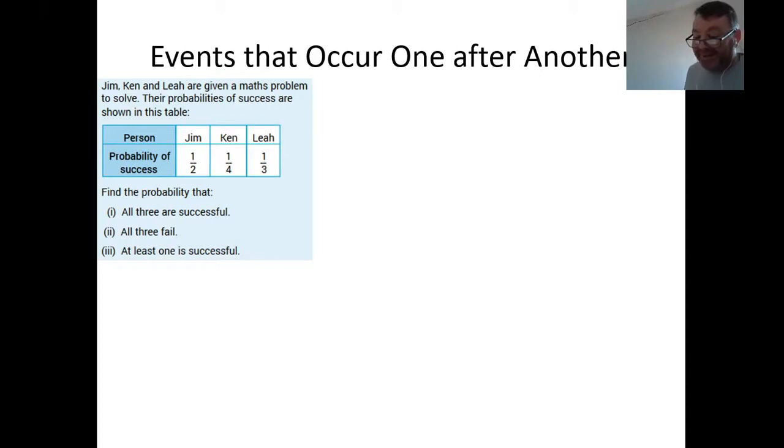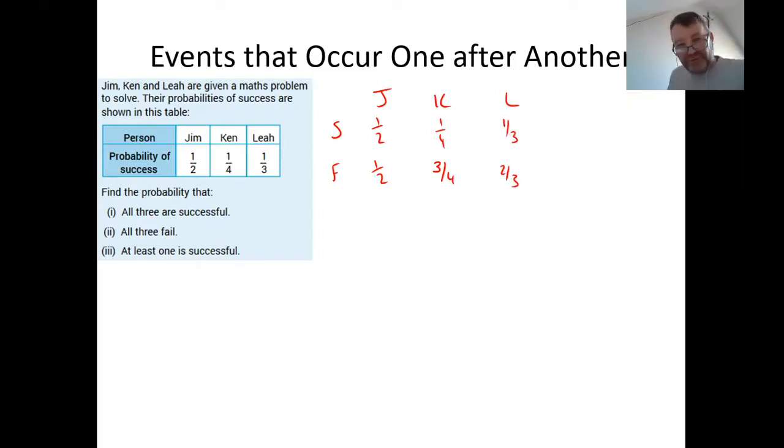Jim, Ken and Leah are given a maths problem to solve. Their probabilities of success are shown in this table. Okay, so Jim, Ken and Leah. They have success, but don't forget they'll also have failure. Jim's success is a half, so his failure must be a half. Ken has a success of a quarter, poor Ken, and his failure rate must be 3/4. Leah has a success rate of a third, so her failure rate must be 2/3. Do you always see the way sometimes there's extra information hidden behind the information that's given? So make sure you get your table out like that so that every eventuality is ready to go.